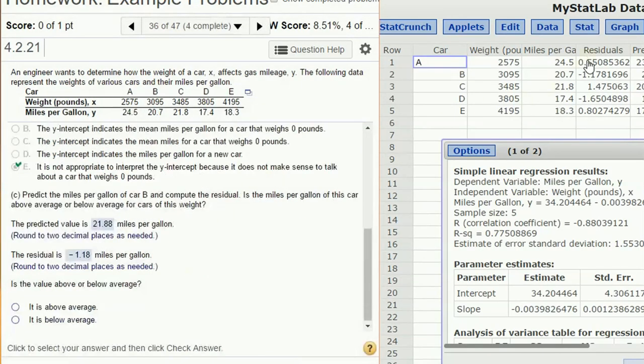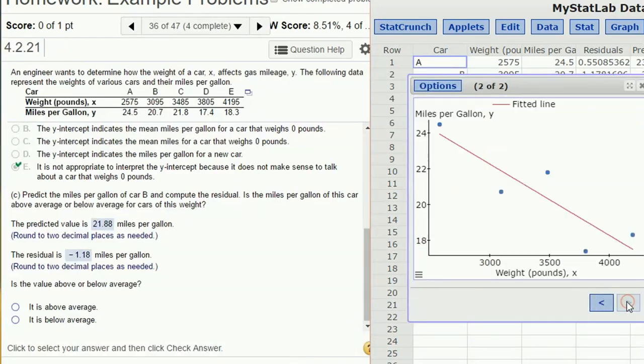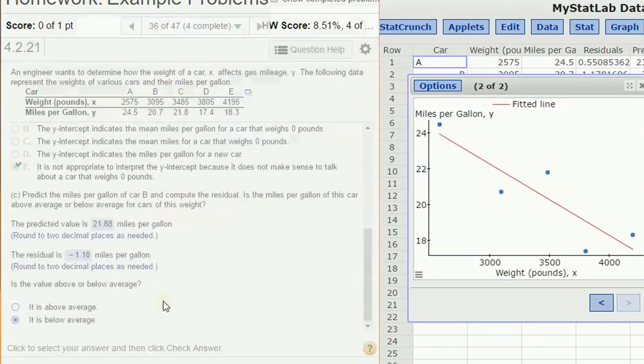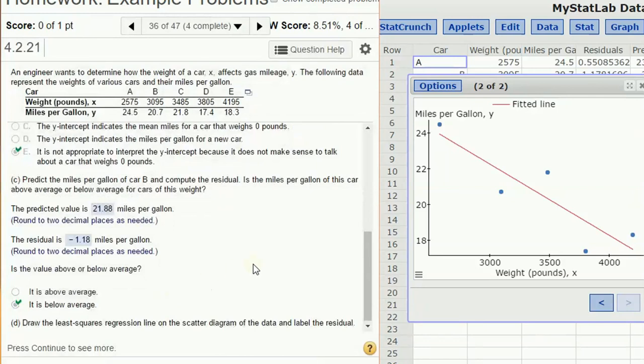So since the residual is negative, you can even see that from the graph for car B. It's hard to tell because these aren't labeled, but they are in increasing order. So car B is the second dot. It is below the line. That means that this car is below average for its miles per gallon. At least as far as this model is concerned, it's below average. A negative residual means below average.